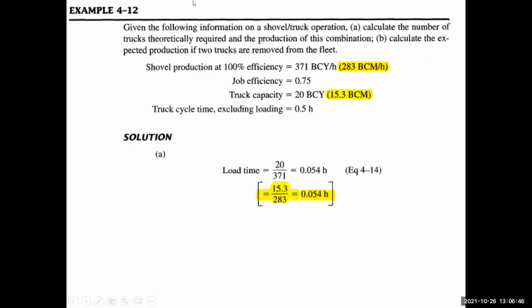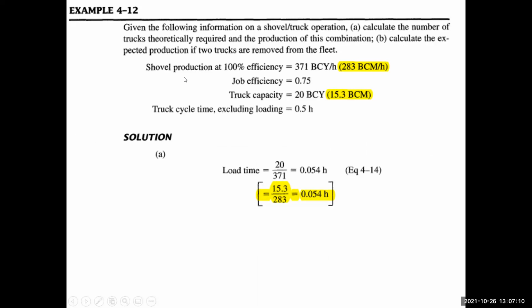So as an example, we can see that given the following information on a shovel truck operation, calculate the number of trucks theoretically required and the production of this combination. Calculate the expected production if 2 trucks are removed from the fleet.